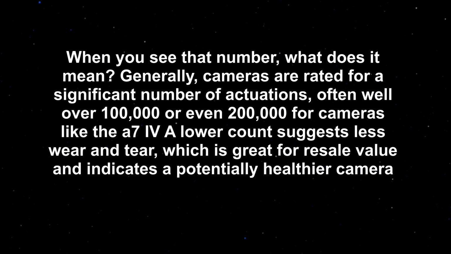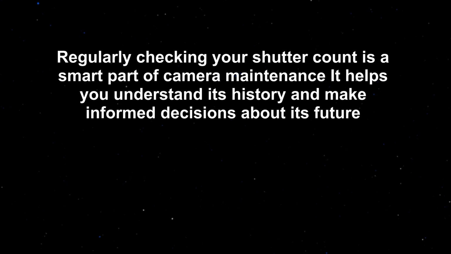When you see that number, what does it mean? Generally, cameras are rated for a significant number of actuations, often well over 100,000 or even 200,000 for cameras like the A7. A lower count suggests less wear and tear, which is great for resale value and indicates a potentially healthier camera. Regularly checking your shutter count is a smart part of camera maintenance. It helps you understand its history and make informed decisions about its future.